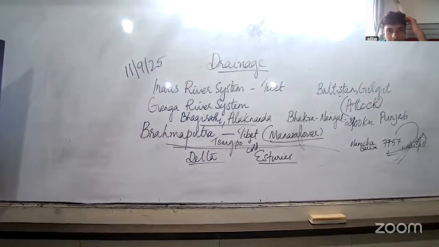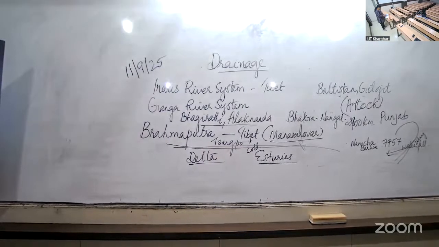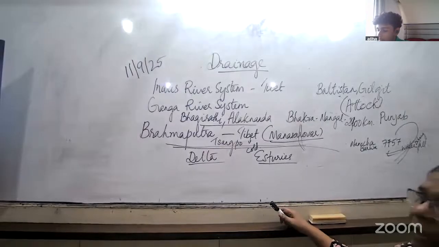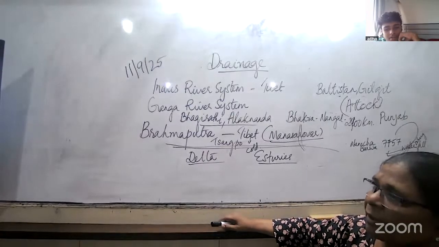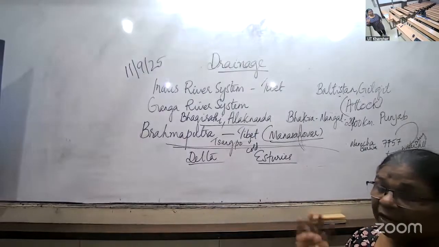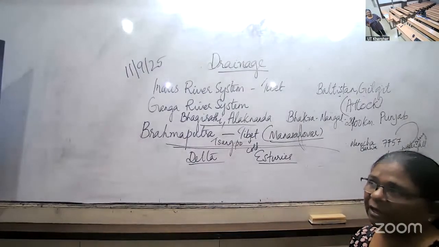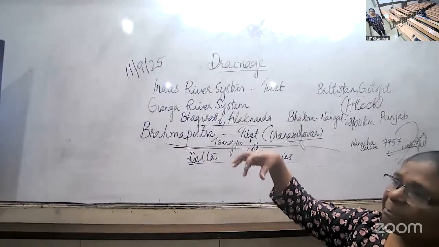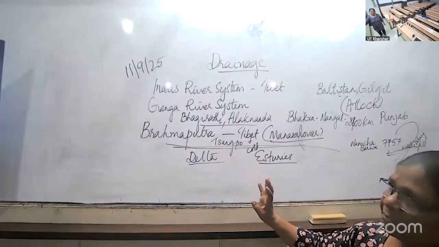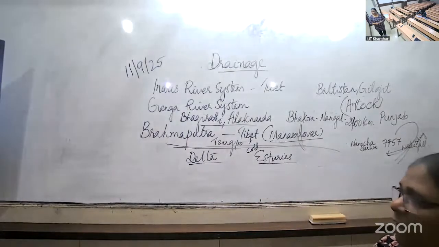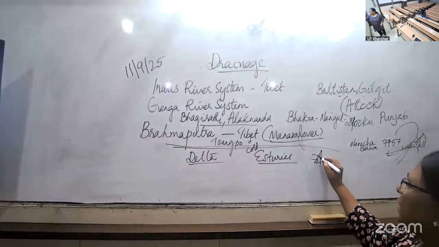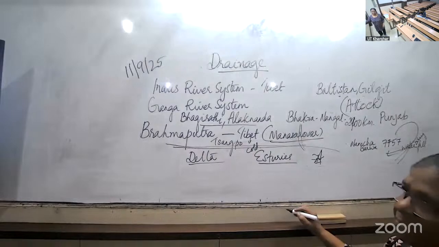Ma'am, I had another doubt. Yes. What is the difference between delta and riverine islands? Like deltas are small portions of land, whereas riverine islands are big portions of land. River and island. What is island? Island is a large landmass formed by the deposition of silt and sand. But delta is a triangular shaped landmass where that deposition is still going on.